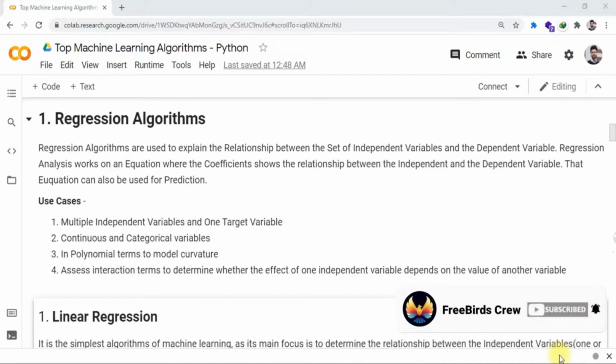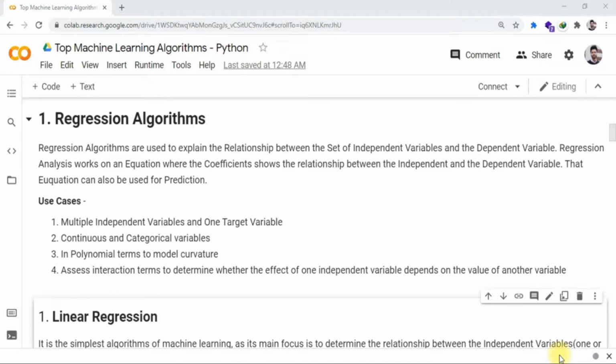So in this video I will tell you about the regression algorithms. Regression algorithms are basically used to explain the relationship between a set of independent variables and the dependent variable. Independent variables are those variables on the basis of which the analysis is done, and the dependent variable or the target variable is the variable which is going to be predicted.